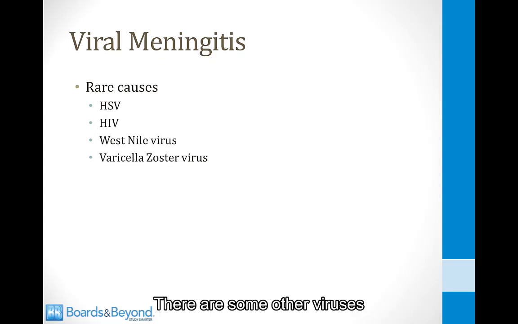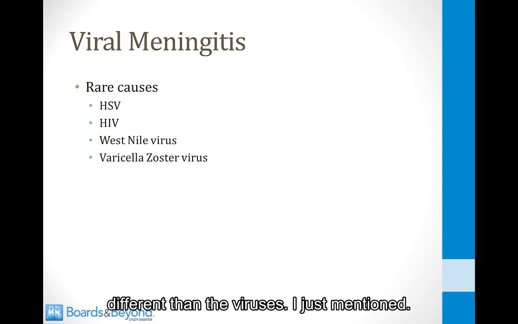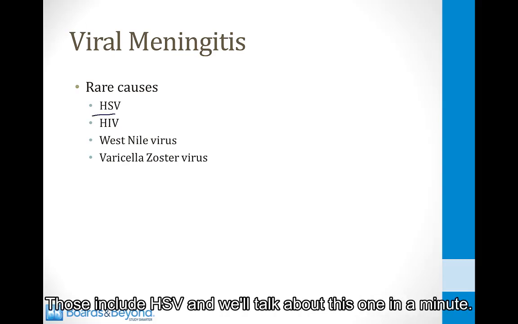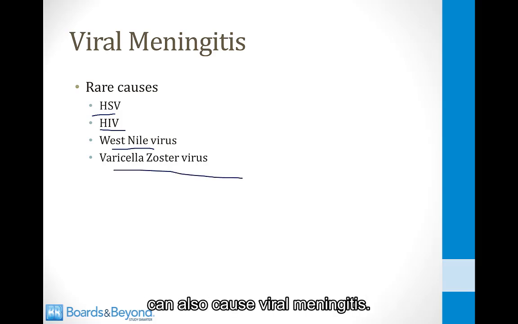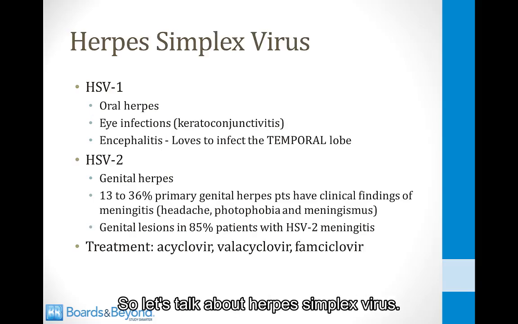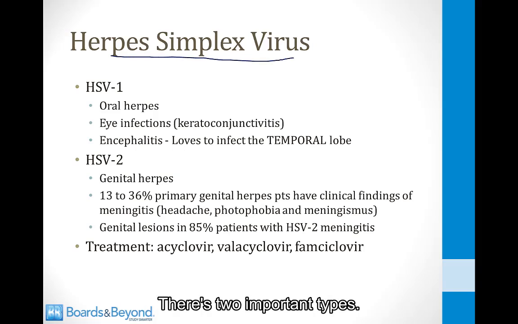There are some other viruses that can very rarely cause meningitis, different than the viruses I just mentioned. Those include HSV, and we'll talk about this one in a minute. HIV can cause it, West Nile virus, and sometimes varicella zoster virus can also cause viral meningitis. So let's talk about herpes simplex virus. There are two important types. The first one is called HSV1, and this is what causes oral herpes, and it can also cause eye infections like keratoconjunctivitis.